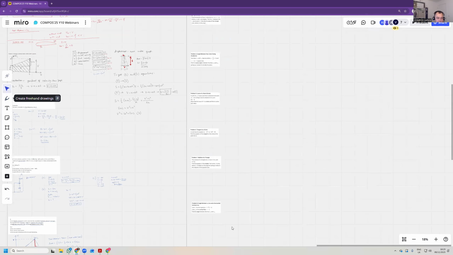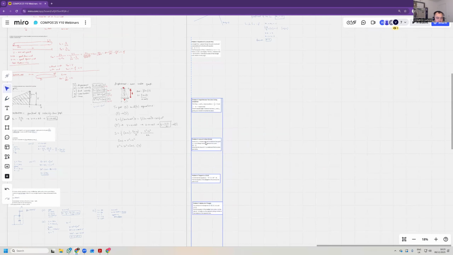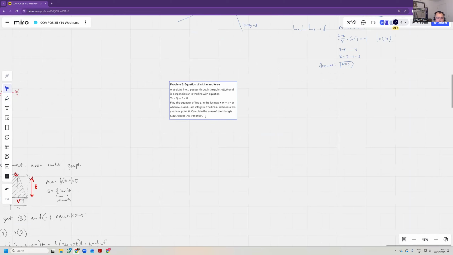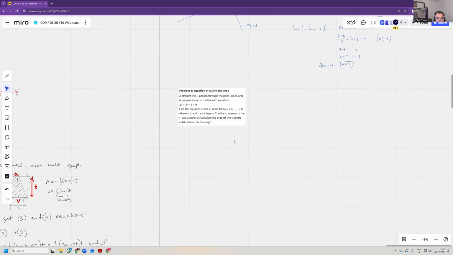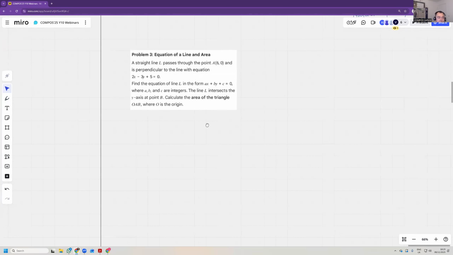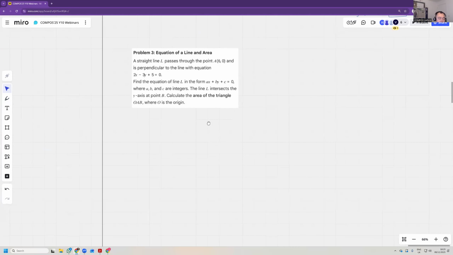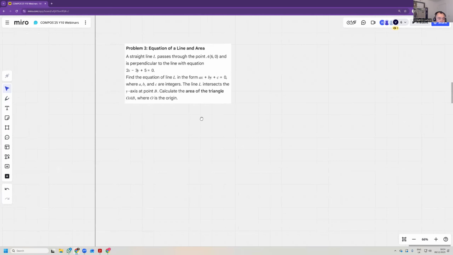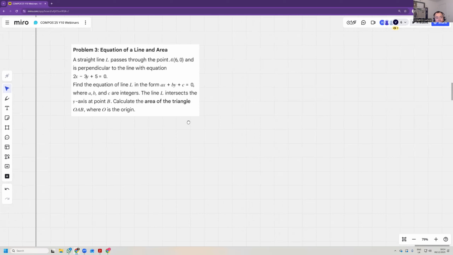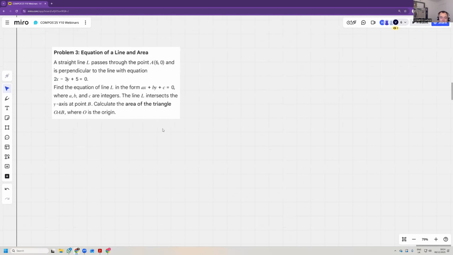Let's move on. So let's move on to problem 3. Equation of a line and area. A straight line L passes through point (6, 0) and is perpendicular to the line with equation 2x minus 3y plus 5 equals 0.